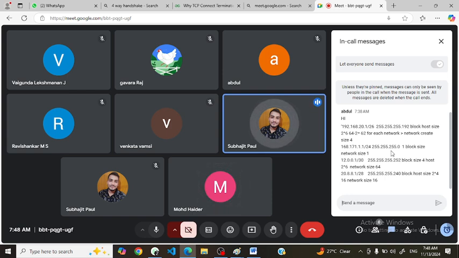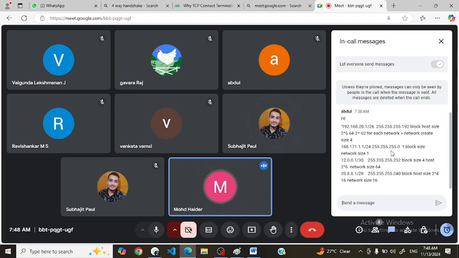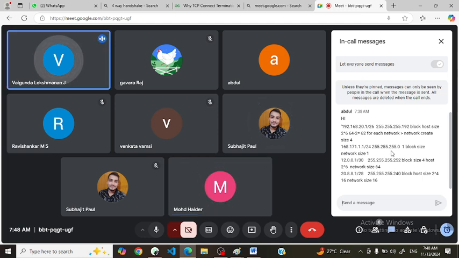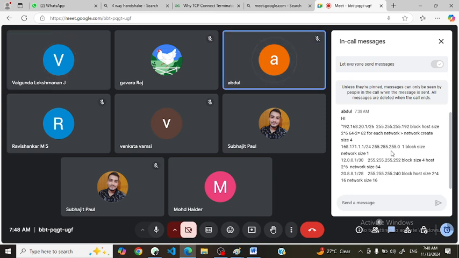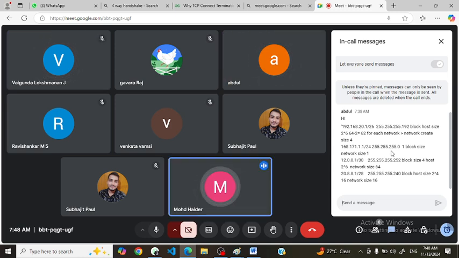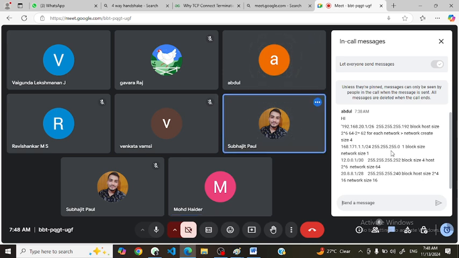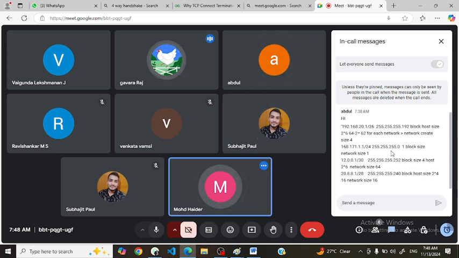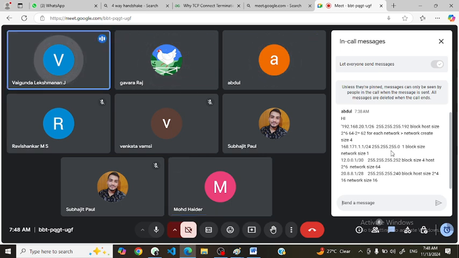Oh, it's 2 to the power 20. Lakshman, you were saying something. Yes, sir. I just checked whether the question is slash 28. Because he said the answer wrong, so I checked the question one more time whether it is slash 28 or not. So what will be the answer for the number of networks? 28 minus 8, 2 to the power 20.